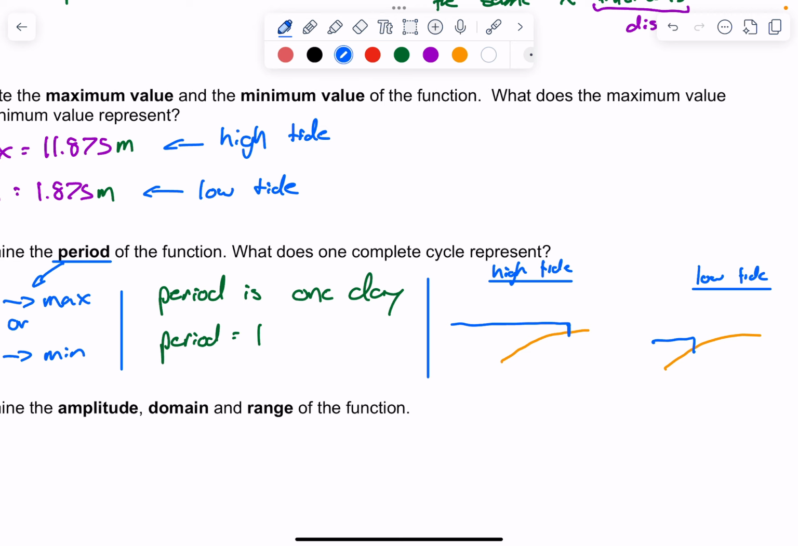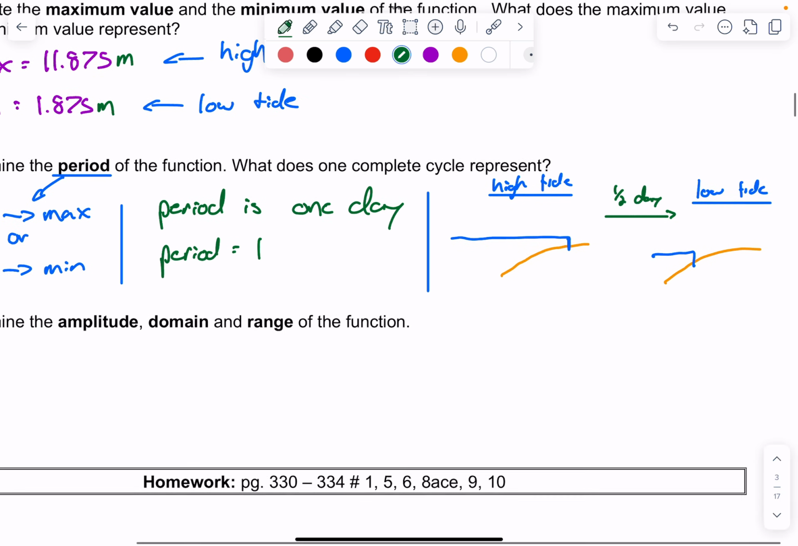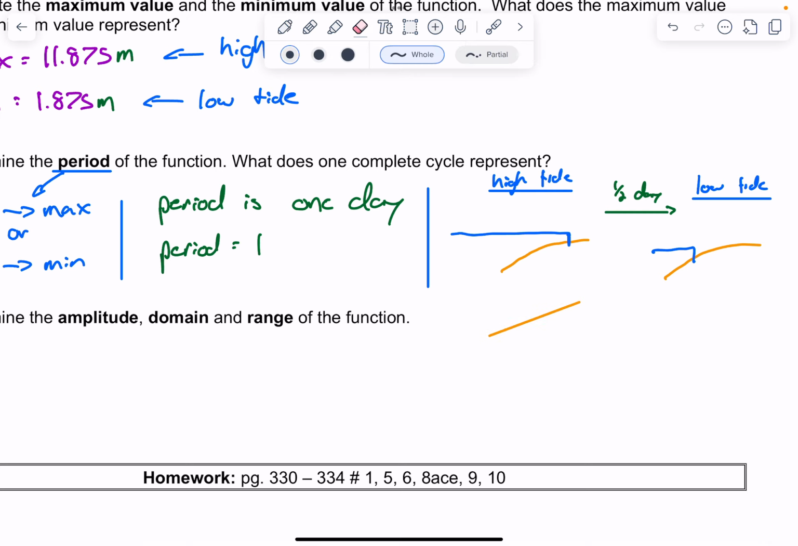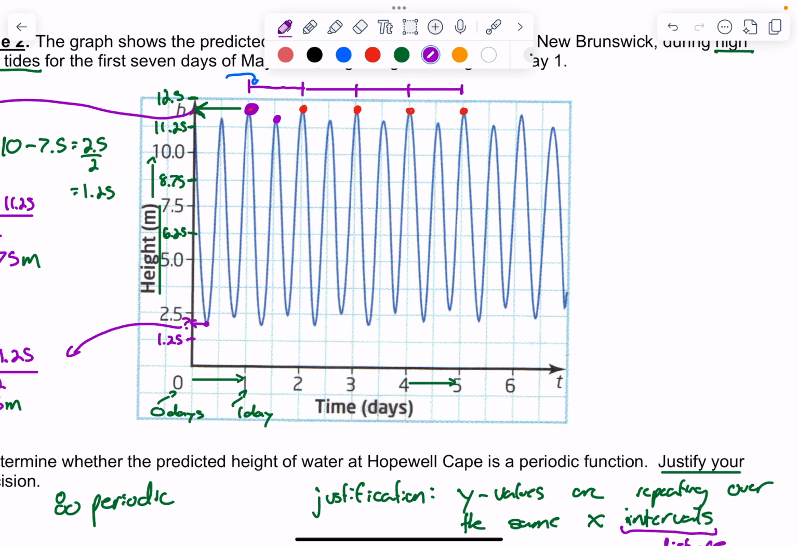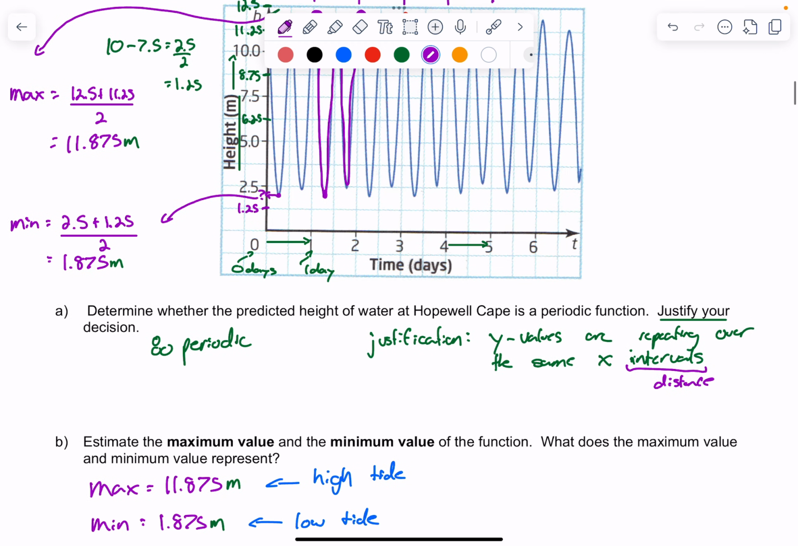And then when the next day happens, going from here to here is half a day. Because to get all the way back to a high tide, as we just showed on the graph, to go from high tide down to low tide and back up to high tide, you cover 1 day.